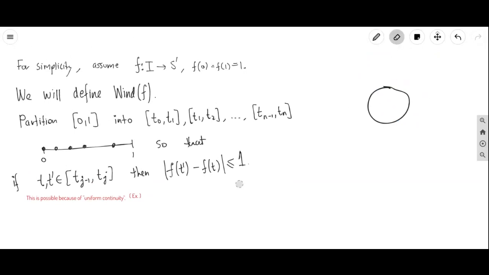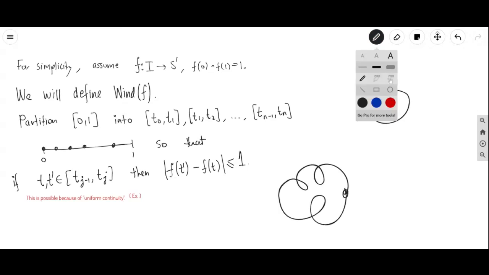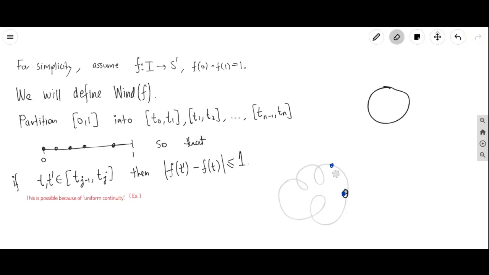So reasonably close here, the distance between them is bounded by 1. The reason we want to do this is because that's the way we're going to find the winding number. The idea of how you find the winding number is you take a point and a nearby point, and then you see by how much the angle changes, the local change in the angle.